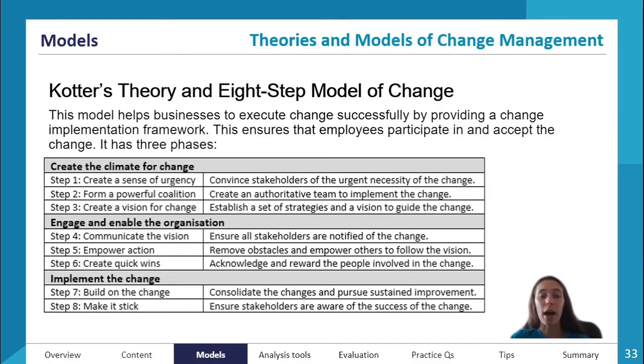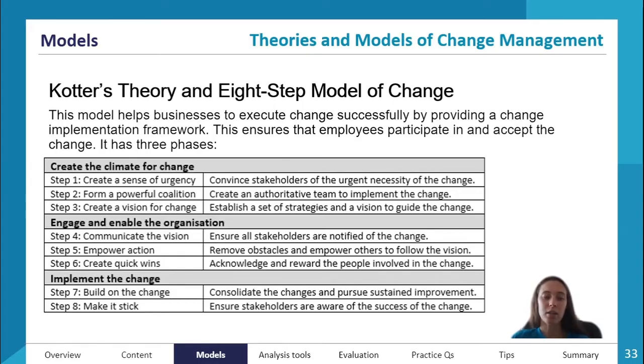Step 5, empower action. Remove obstacles and empower others to follow the vision. If you do have resistance to change, then that's coming into play here, with the business needing to try and remove those obstacles like that resistance to change. And then creating quick wins. Acknowledge and reward the people involved in the change. And again, this factors into motivation, to corporate culture, feeling valued and celebrated. So showing the people involved that their contribution is valued.